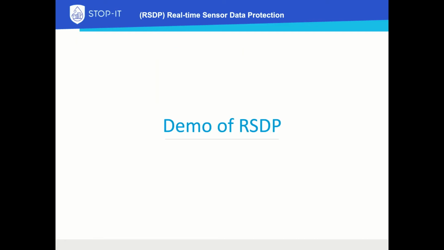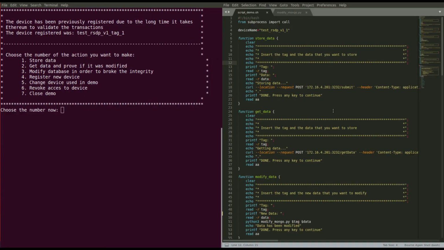Now we are going to see a demo of the tool with a bash script that was created in order to make this demo easier. We can see in the bash script that it uses curl to call the API, and by default the API will use a pre-registered device because of the long time that Ethereum takes to confirm transactions. This is the bash script executed, and here we can see the options that we can use.